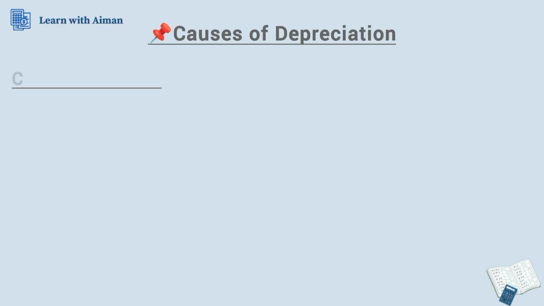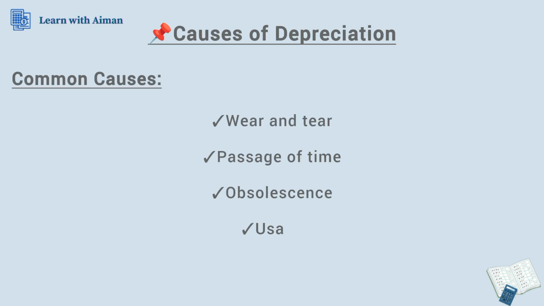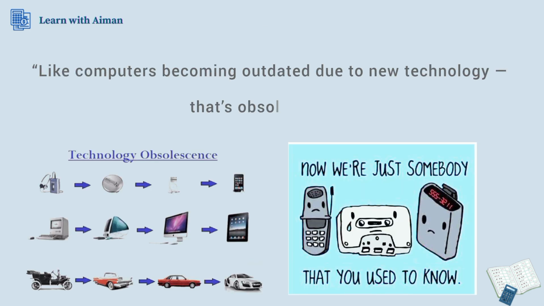Causes of depreciation. Common causes: wear and tear, passage of time, obsolescence, usage, legal or other limits. Like computers becoming outdated due to new technology, that's obsolescence.